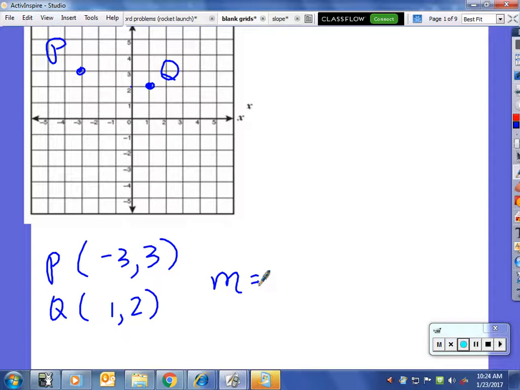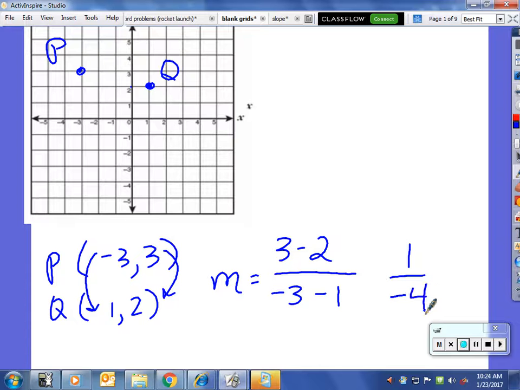So what did y'all put on top? 3 minus 2. What has to go on bottom then? -3 minus 1 has to go on bottom. Because I started with this y value, I've got to start with this x value. So what is 3 minus 2? +1. What's -3 minus 1?